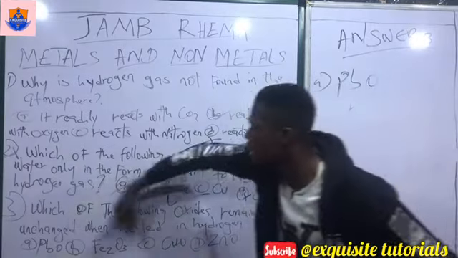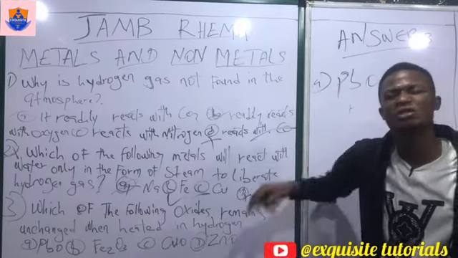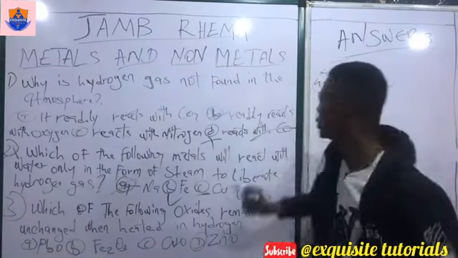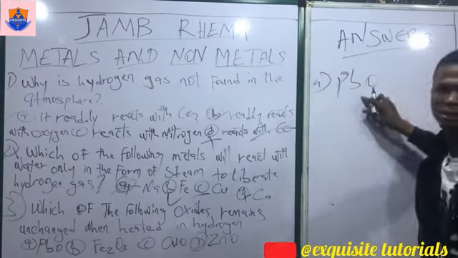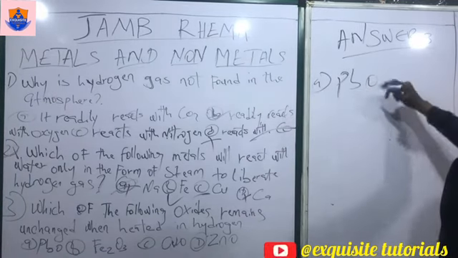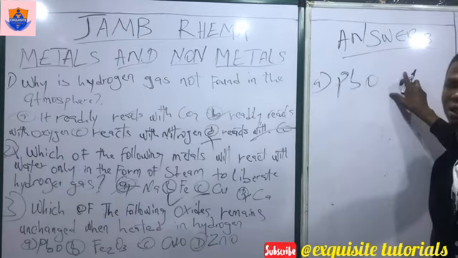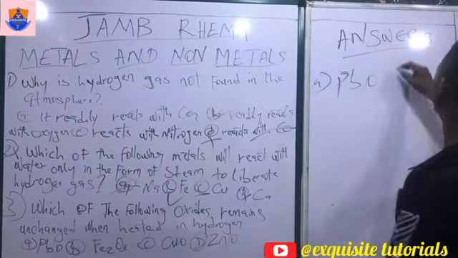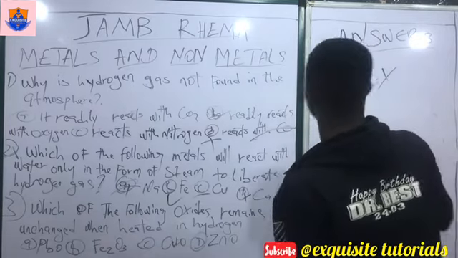Which of the following elements would hydrogen not be able to displace from its compound? Now, just like I made us know when I was explaining the first one, hydrogen is higher than lead in the electrochemical series. So definitely when you react lead oxide with hydrogen, hydrogen will displace lead because hydrogen is higher in the electrochemical series. So option A is out of the equation. Option B, we have iron oxide.